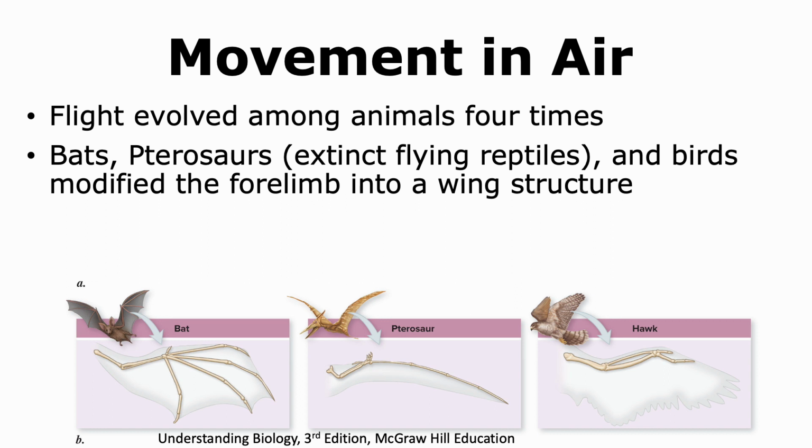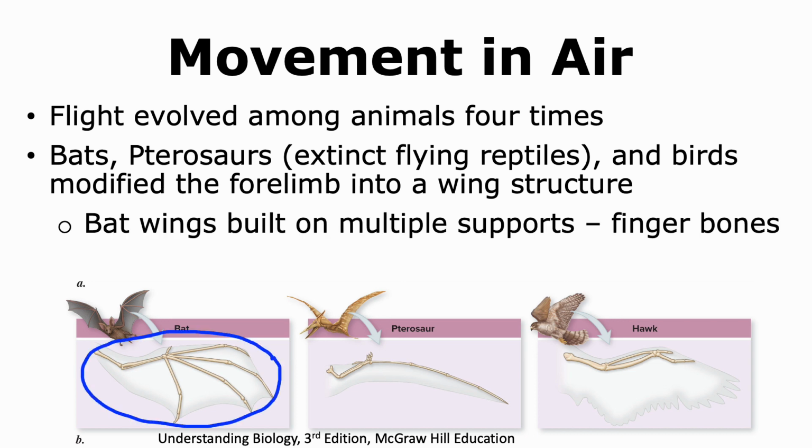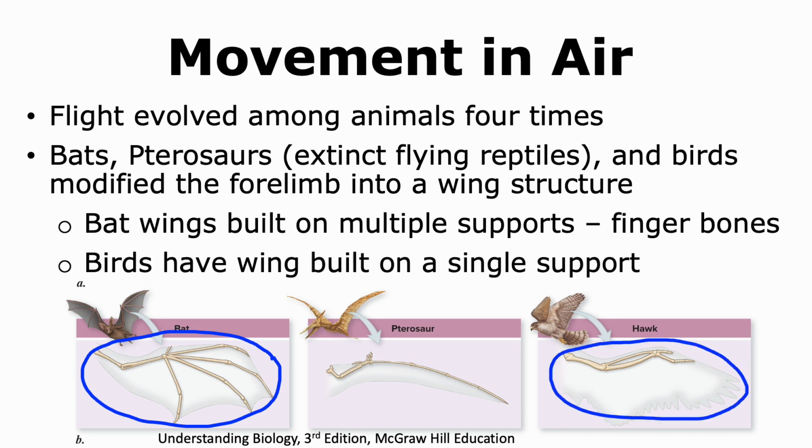When we look at how the body evolved for flight, we can notice that bats, pterosaurs, and birds modified their forelimb to form a wing-like structure. In the case of bats, the wing is built on multiple supports, and these supports are the finger bones of the animals. However, in the case of birds, the wing has been built on a single support. And thus, even though both bats and birds are able to fly, we are able to see that the body has evolved differently in order to achieve this.